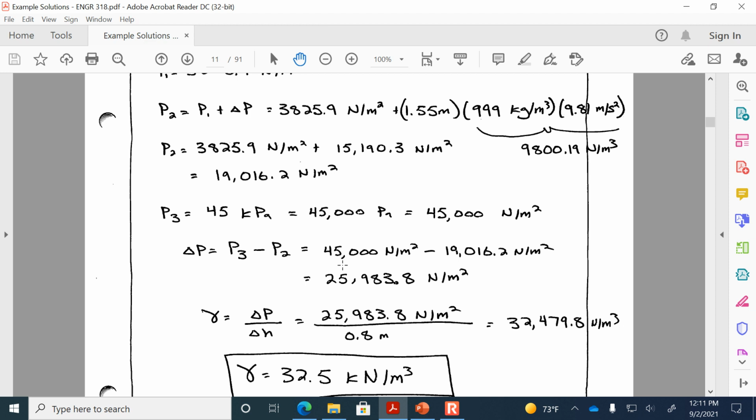As I was circulating around, I saw that some of the rest of you had gotten 32,480 newtons per meter cubed. So I think you've got a homework problem that's similar in concept to this. Any questions about the example?